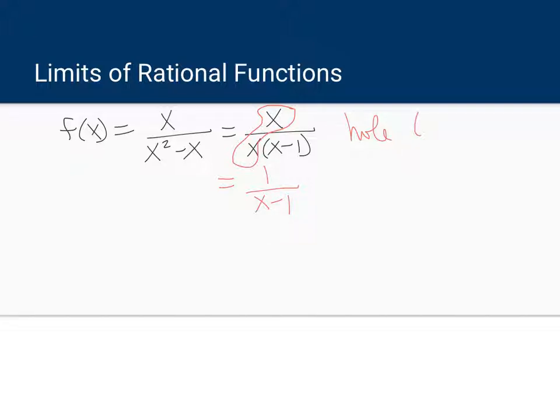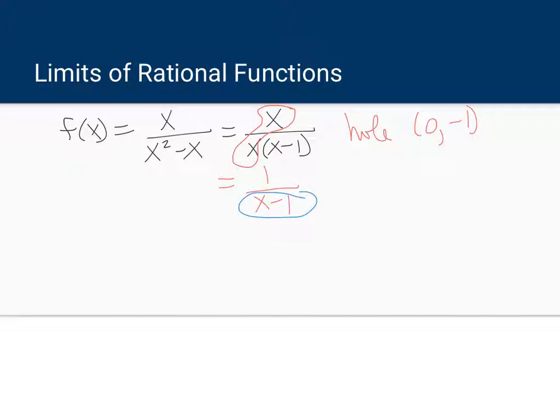So we know there's a hole when x equals 0, and if we take that 0 and plug it into 1 over x minus 1, we see that the y coordinate of the hole is negative 1. So that's a spot where the graph of f of x doesn't exist, because f of x isn't defined when x is 0.